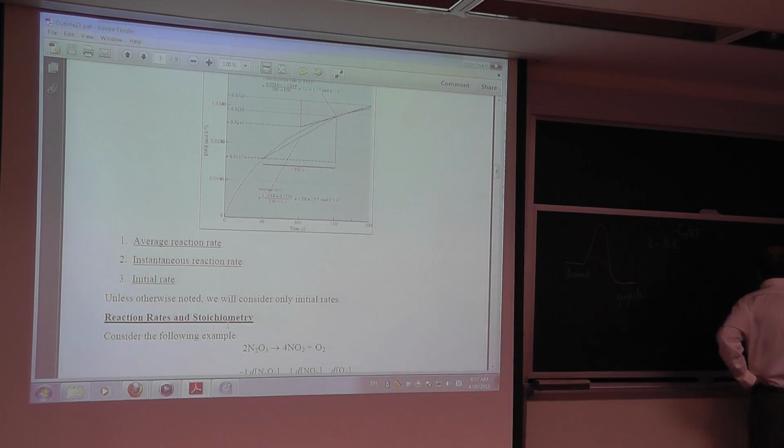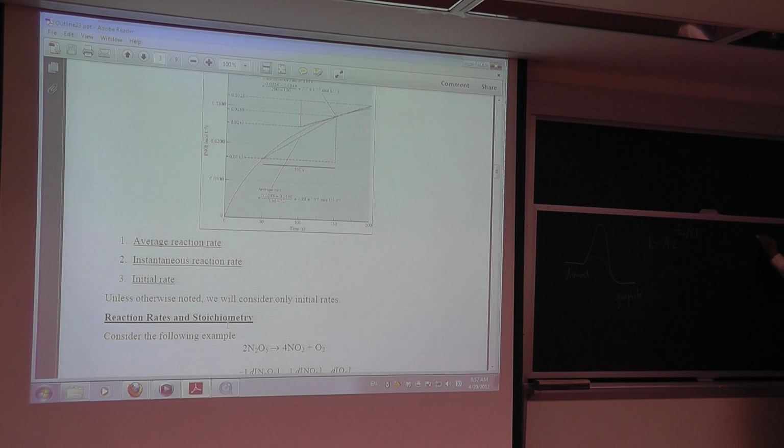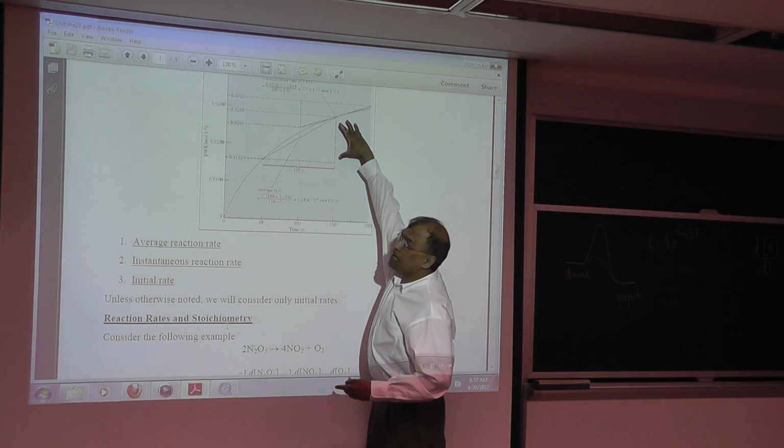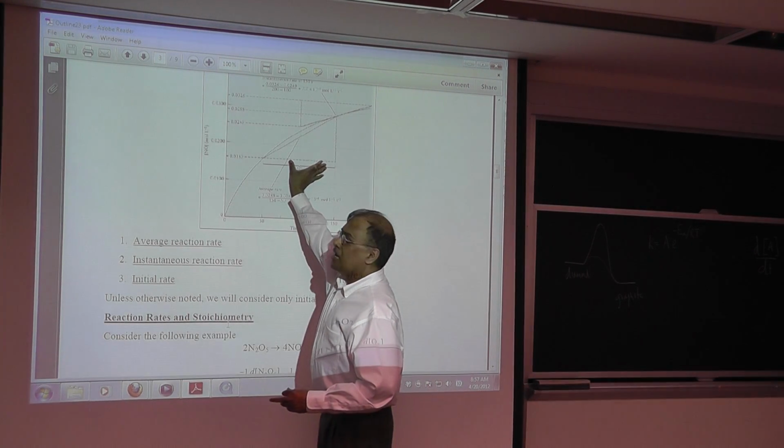Wherever I say d[A]/dt, this is calculus. If you don't know calculus, we're going to say this is delta[A] over delta t. Okay? A is the substance. In square brackets is the concentration. So it's the change in the concentration over the change in time. Change in the concentration is here. Change in time is here.